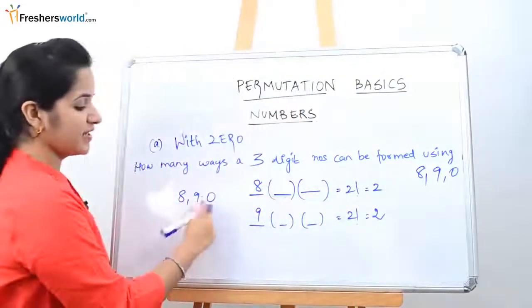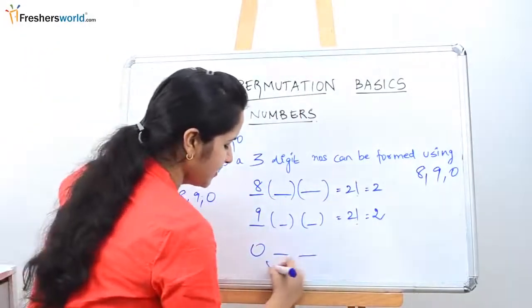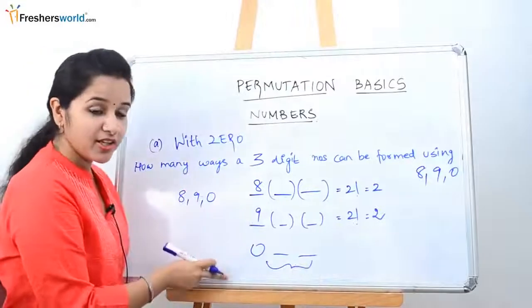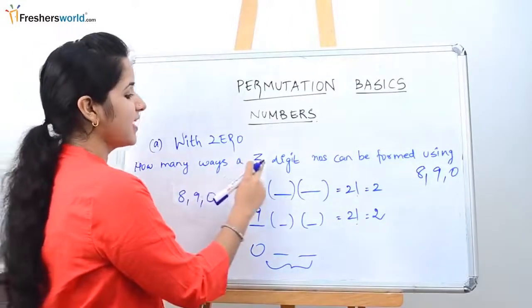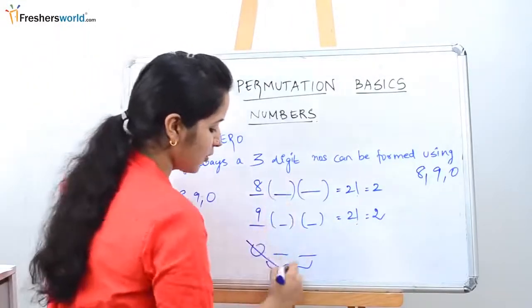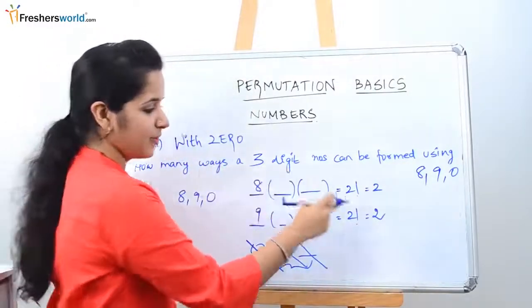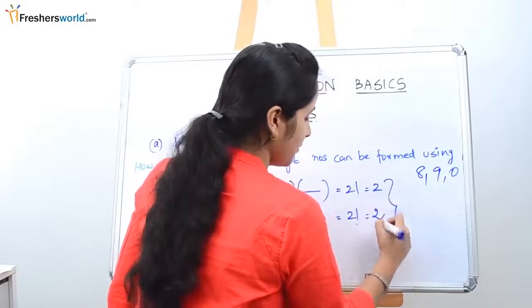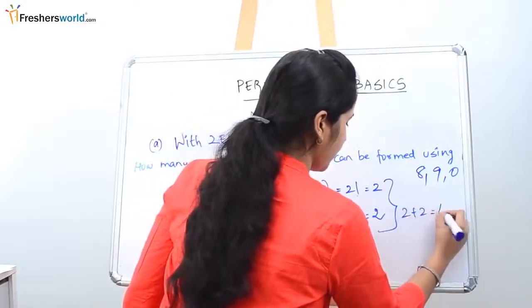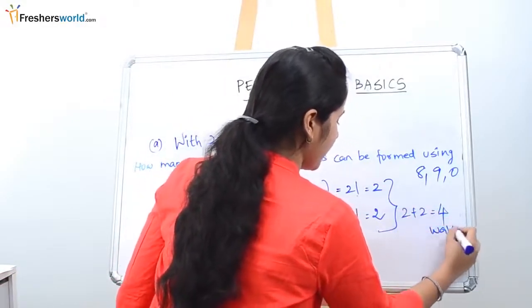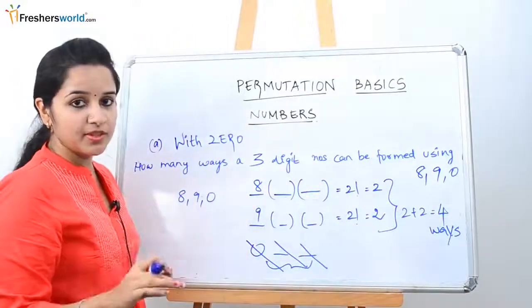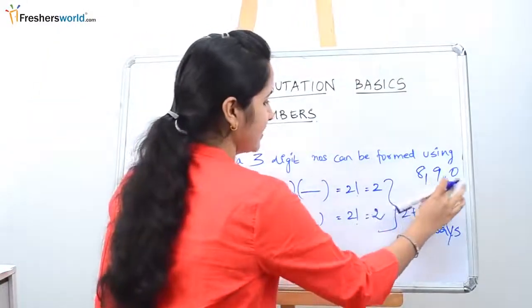Now if you take 0 in the first place, then it becomes a 2-digit number. But what are they asking in the question? They are asking for a 3-digit number. So this possibility is not possible. So the number of ways 3-digit numbers can be formed here is 2 plus 2, which is equal to 4. So there are 4 ways in which 3-digit numbers can be formed using 890.